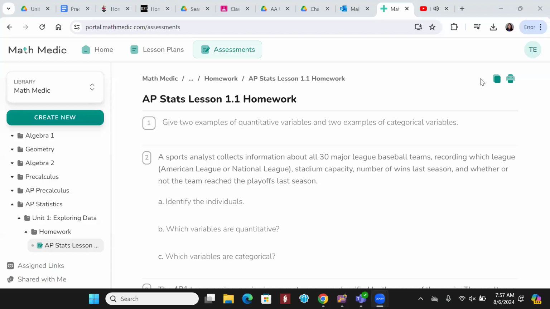Okay, so on the first one, give 2 examples of quantitative and 2 examples of categorical. Let's start with categorical. What's an example? Favorite genre of movies. What else? Favorite color. Okay, now let's talk about quantitative. So we know that it's dealing with quantities, right? Okay, so what things in our lives deal with quantities?